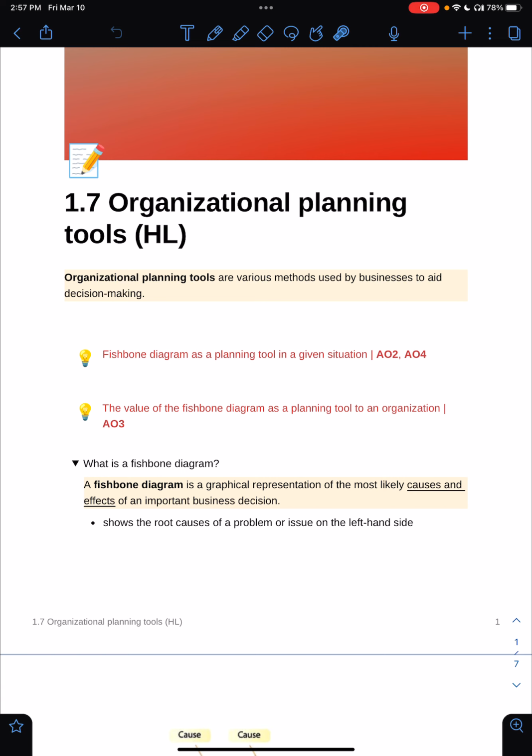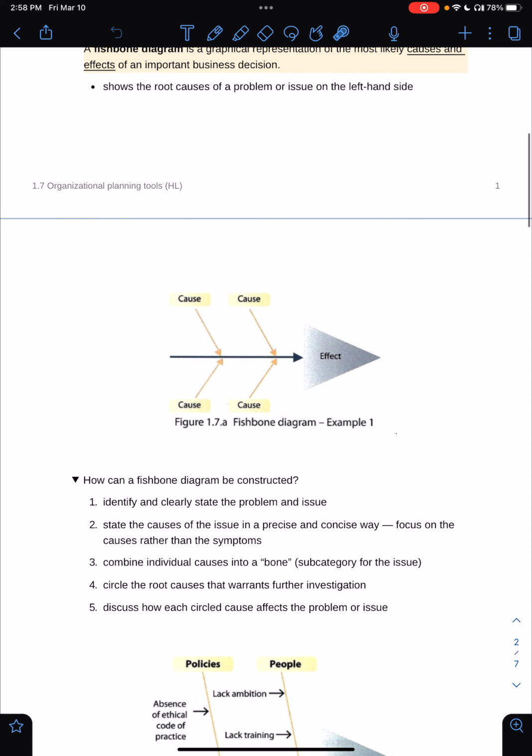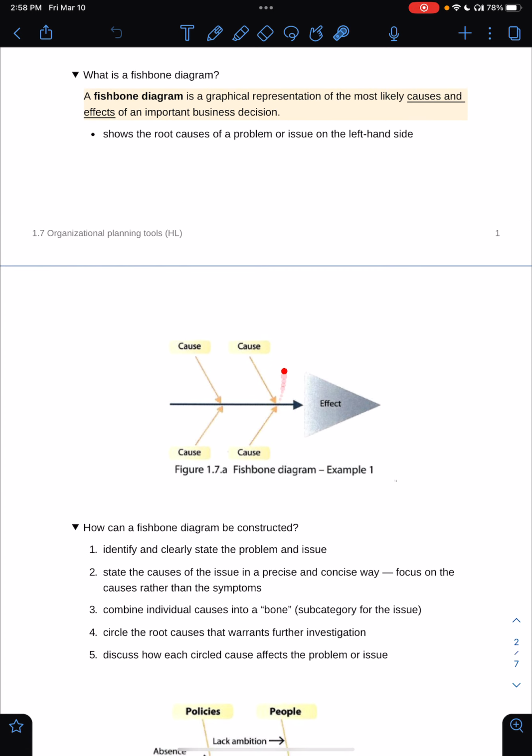We'll begin by going over the fishbone diagram. A fishbone diagram is a graphical representation of the most likely causes and effects of an important business decision. This is an example of a fishbone diagram, and on the left-hand side, we see the root causes of a problem or issue, and on the right, the effect. And all of these causes ultimately contribute to this effect happening.